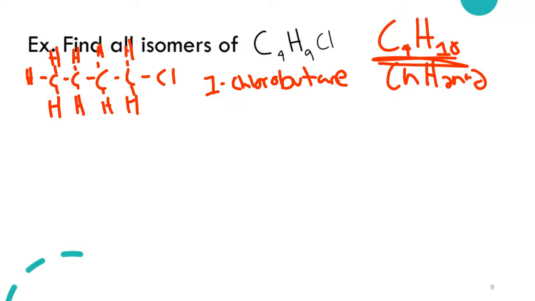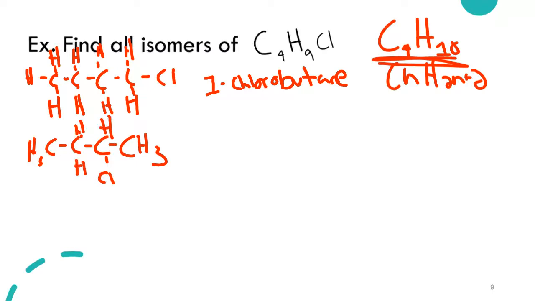Okay. So then next what I would do is try to move this chlorine around still on the 4 carbon chain. So I can put it on C2. Still fill in hydrogens. Okay, so that's still 9 hydrogens, 4 carbons, 1 chlorine. Okay. So that should be 2-chlorobutane.